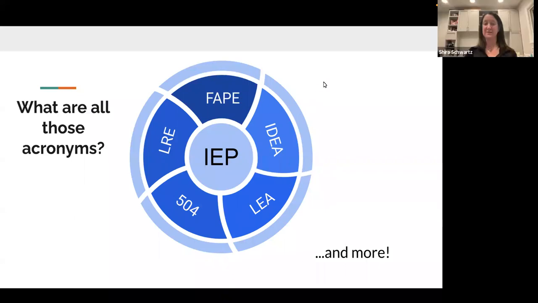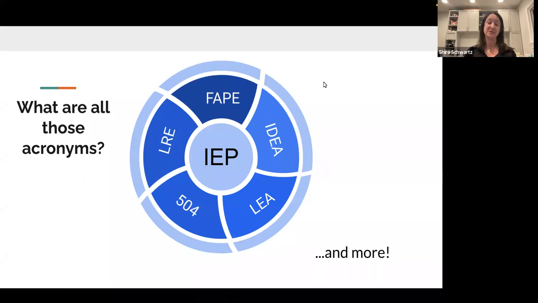So one of the more tricky things is all of the acronyms. When you go to a meeting, these terms just fly. Oftentimes when I'm sitting in a meeting with a parent, I'll stop and say, that means whatever it is, which also takes a lot of time. And you want to spend time working on a school plan.